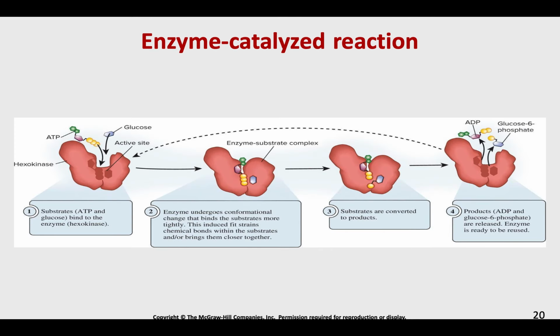Taking a look at the full reaction here, we have our substrates binding into our hexokinase, and they're oriented in a way that makes it easier to lower the activation energy, create new bonds and release our products. And again, we're looking at this glucose 6-phosphate reaction using ATP and glucose.